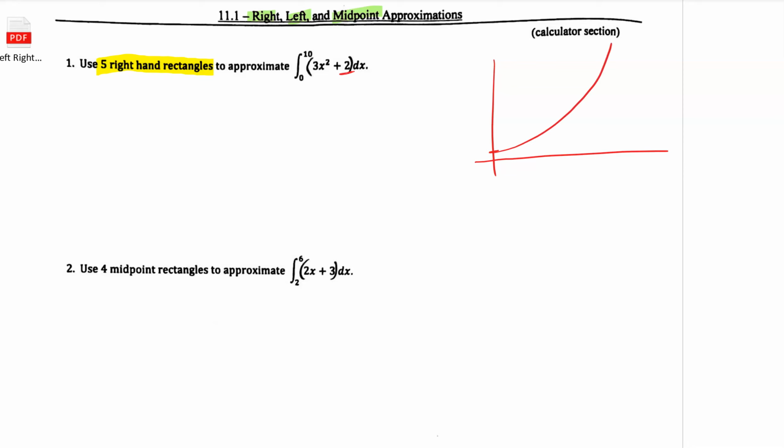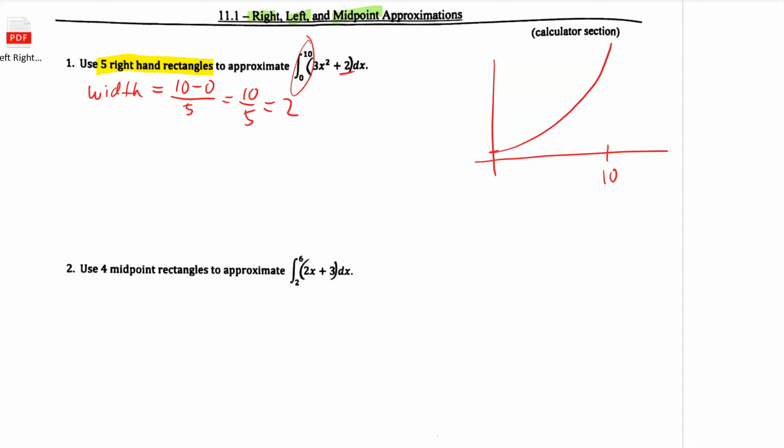We know it's a parabola. We don't need the left side because we already know the limits are 0 to 10. In fact, I'm going to put a 10 over here. When it says 5 right-hand rectangles, what I want to do pretty early in the problem is figure out the width of the rectangles. The way we do that is figure out the width of the entire interval, that's 10 minus 0, which is 10, and divide it by 5. So we get 10 over 5, which is 2 units.